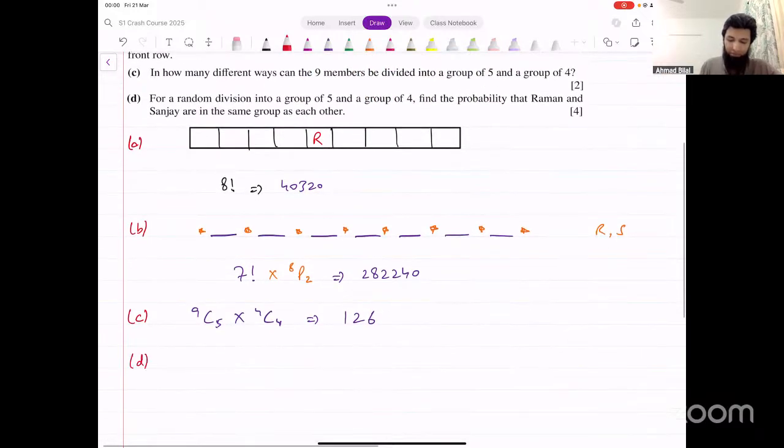Let's look at part D now. For a random division into a group of 5 and a group of 4, find the probability that Raman and Sanjay are in the same group as each other. Okay, so how do we think about this now? We know the total number of possible combinations, that's 126. We want the probability that Raman and Sanjay are in the same group. There could be 2 possibilities for this, right? Why 2 possibilities? Because one group has 5 members and the other group has 4 members.